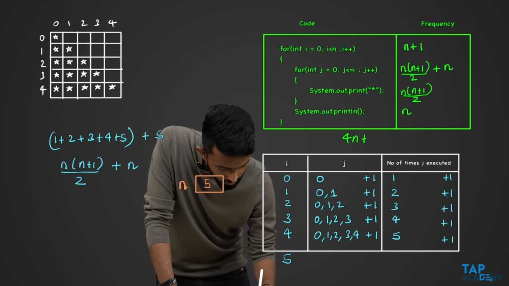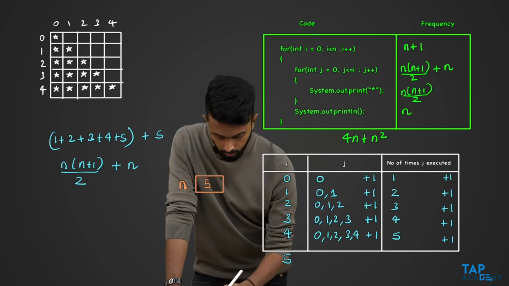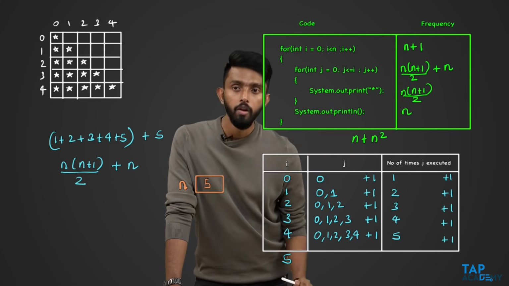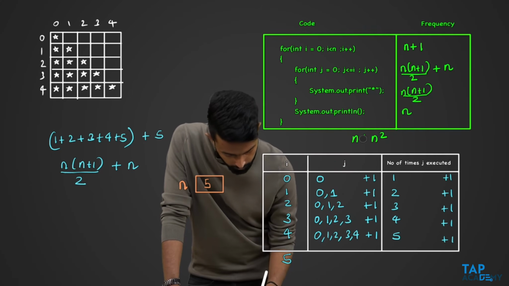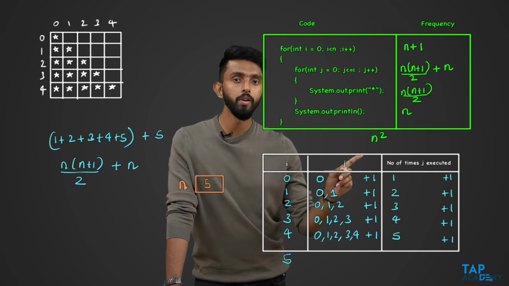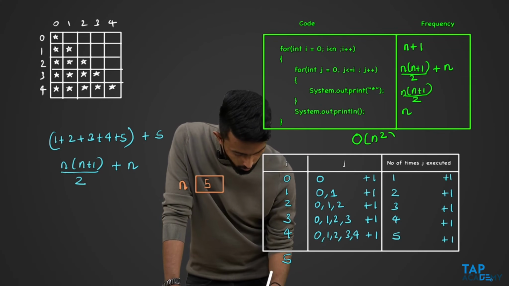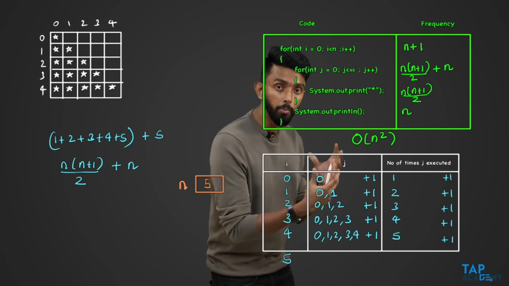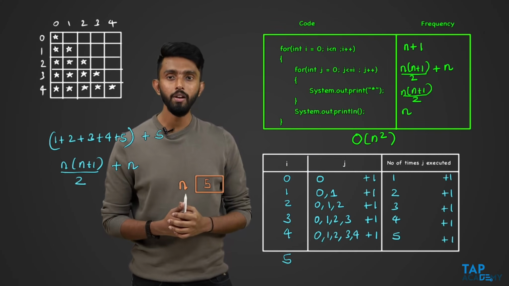4n plus n square. Again, I don't want constant, so I'll remove that constant, which means I'll get n plus n square. I don't want the lower order term, so I will get n square, and hence this is nothing but big O of n square. So what is the time complexity of your code? N square. Any confusion till here?